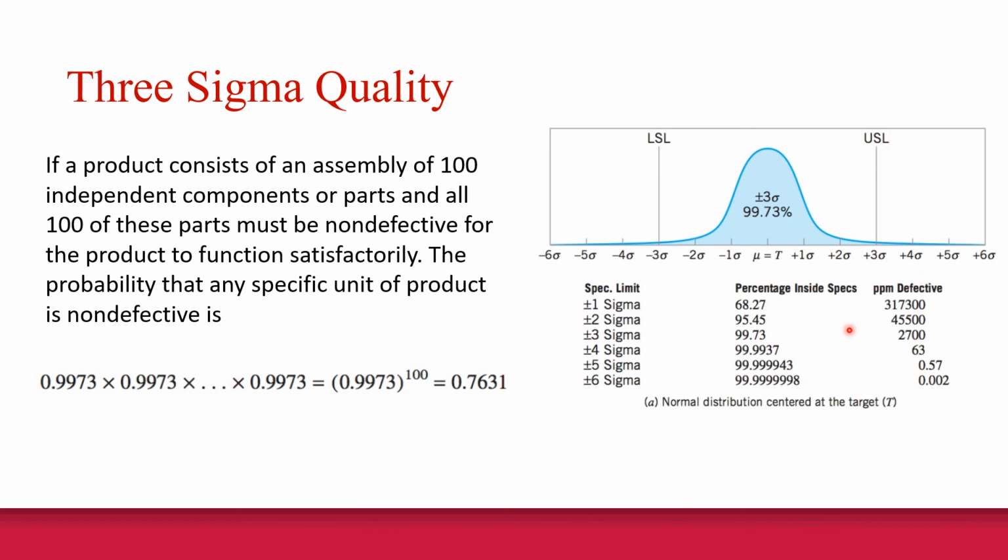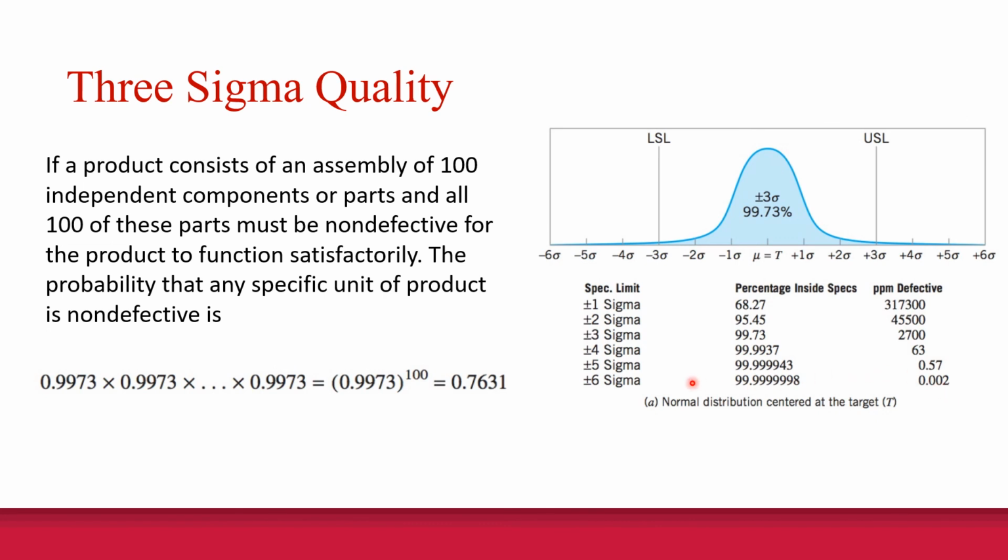So you can see here as the specification limits get tighter, you produce less and less defective products. At 3 sigma, you're producing 2,700 parts per million that are defective. But at 6 sigma, you're down to 0.0002 parts per million defective. So we're really trying to control the variability of the product.